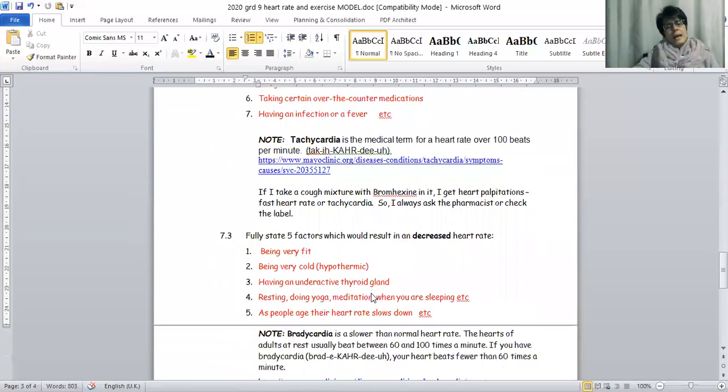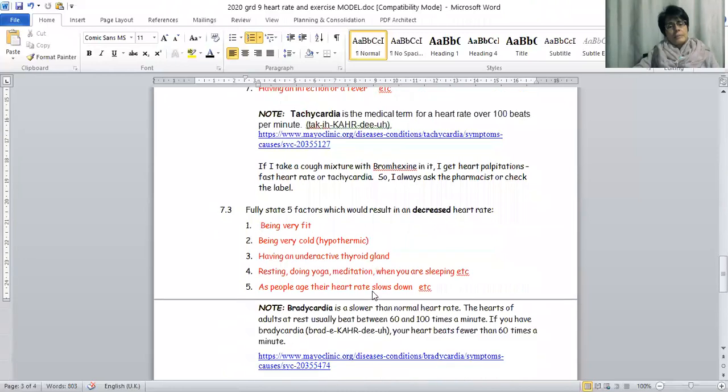All right, then I asked you to go and look up 5 factors which result in a decreased heart rate. So being very fit, because now your heart is efficient and it doesn't have to beat so fast to push enough blood around the body. You are fit, your skeletal muscles are very fit, and your heart is fit because you exercise your heart as well. And it becomes more efficient with every heartbeat.